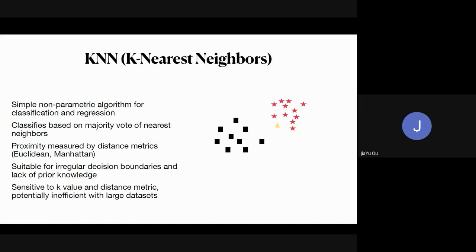And next we use the nearest neighbor. It's just like we have a square group on the left-hand side, and we have a star group on the right-hand side, and we can see a triangle. The nearest neighbor of the triangle is the star, so we can assign the triangle's data to the star type. So we can use the distance to determine which type it is.